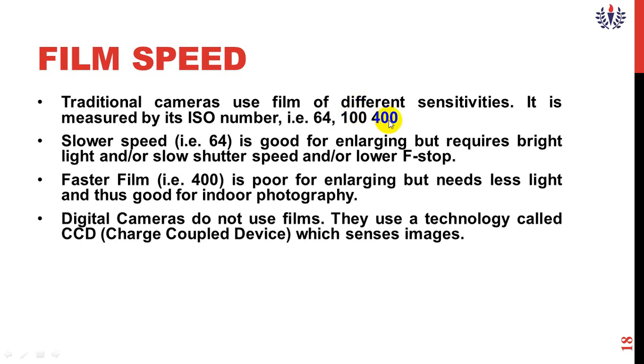Okay, if you are fixing 400, then if you enlarge the image it gives poor clarity but needs less light, which is good for indoor photography. Also, digital cameras do not use film speed. The main reason is that film speed uses a technology called CCD. CCD means charge coupled device, which senses only the images.